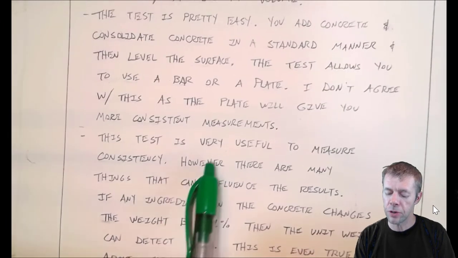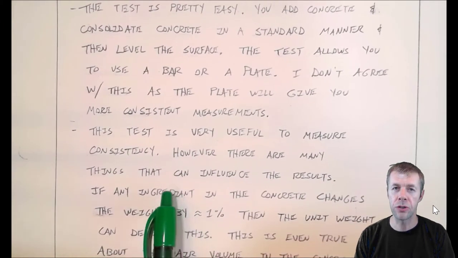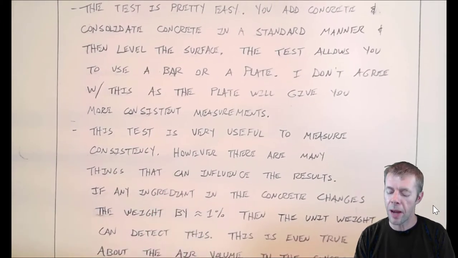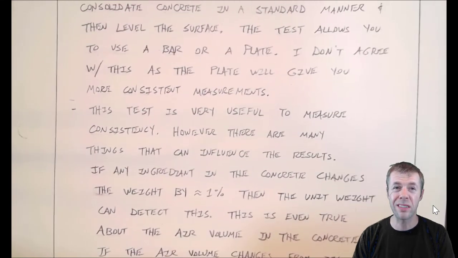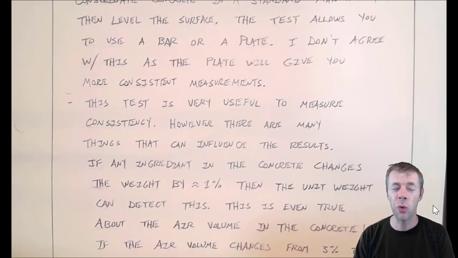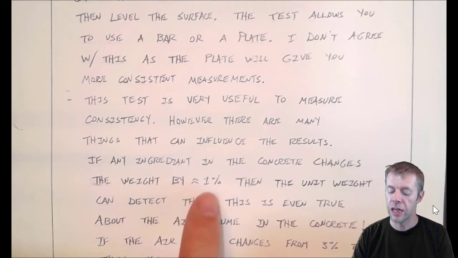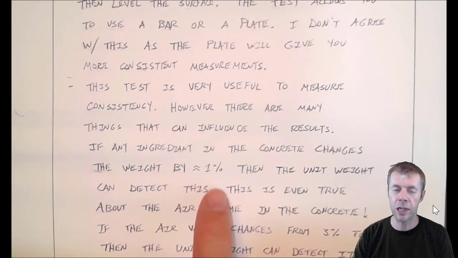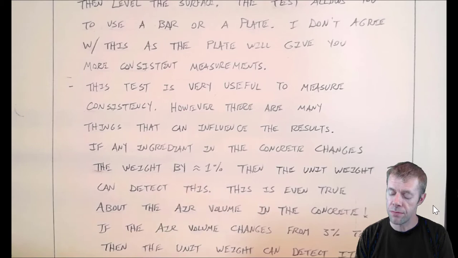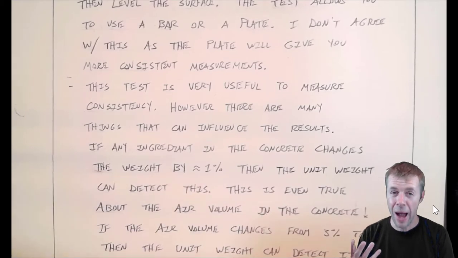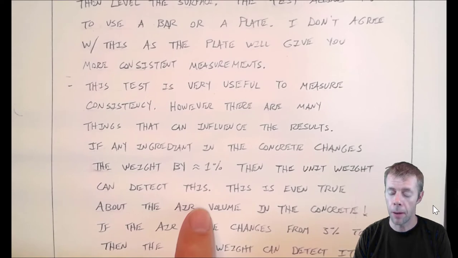So this test is extremely useful, again, like I said, to measure consistency. However, the bad thing is there's many things that can influence the results. So if all of a sudden one mix is different than another, you don't really know what's going on. For example, if any ingredient in the concrete changes the weight by approximately 1%, then this unit weight, this mass per volume, is going to detect this. It's going to pick it up.